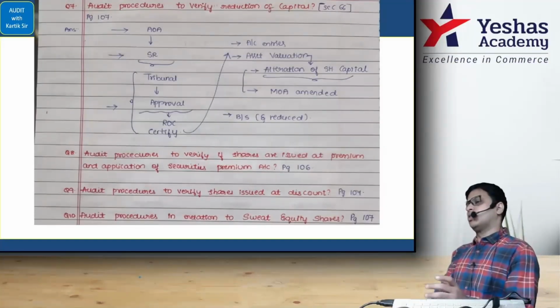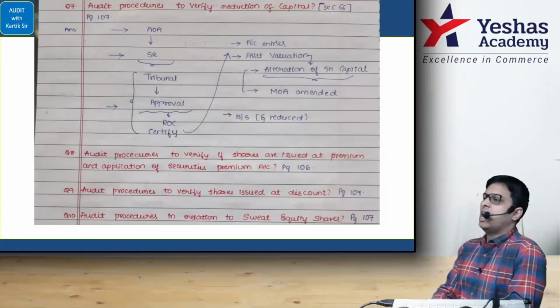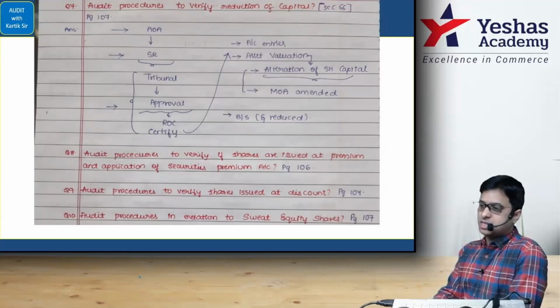Question number 7, nice question. Okay, let's go for it. Question number 7: audit procedures to verify reduction of capital. That's Section 66 of the Companies Act. Right there: audit procedures to verify reduction of capital.